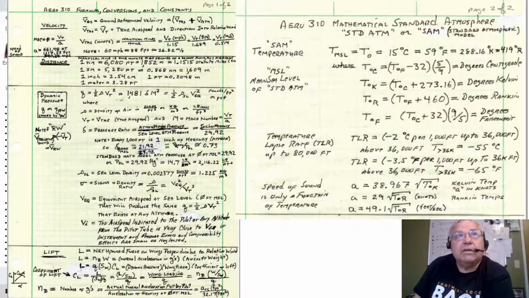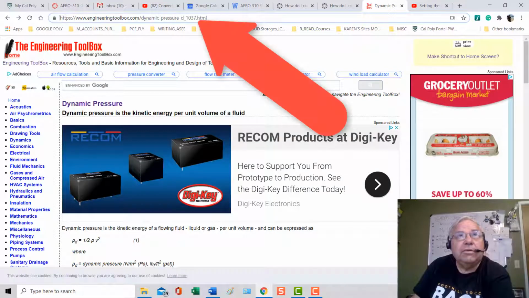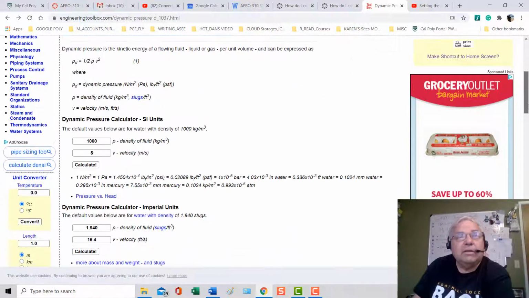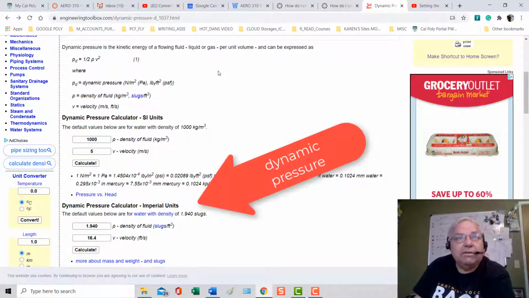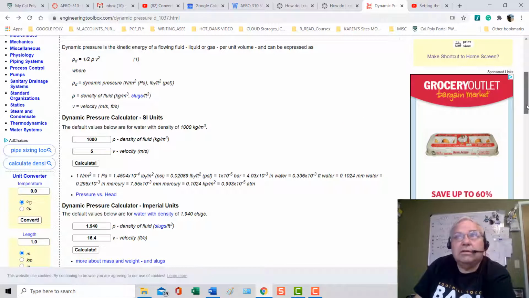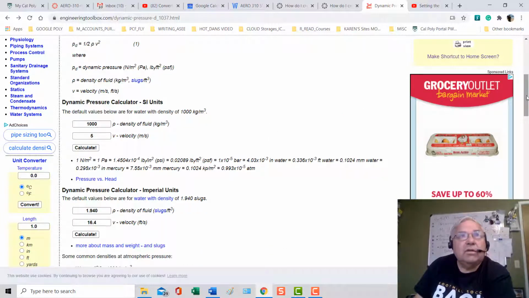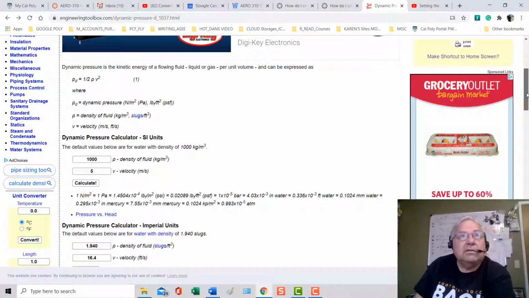It's called the Engineering Toolbox, and then it's dynamic pressure dash D. Well, I know you can see it up here at the top. And this is interesting because this takes you to dynamic pressure. Is the same formula that I used except you can actually calculate the dynamic pressure with units. So you can use metric units or SI units or imperial units.